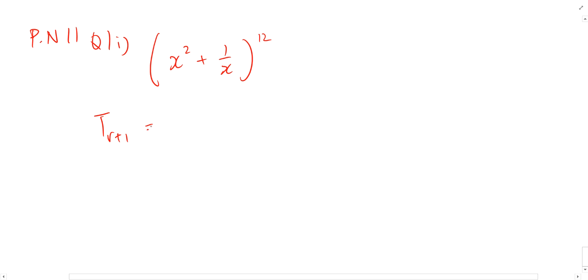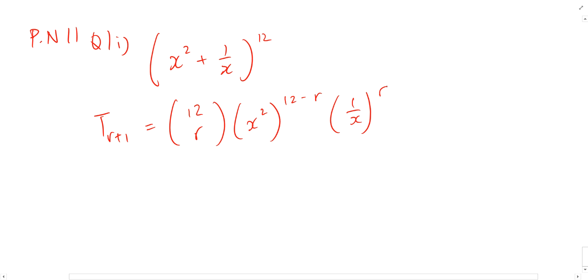So practice 11, question 1, part 1. Find the term containing x to the power of 9. We've got x squared plus 1 over x to the power of 12. What are we required to write down first? General term. T r plus 1 equals 12 choose r, x squared to the power 12 minus r, 1 over x to the power r. This is my general term.